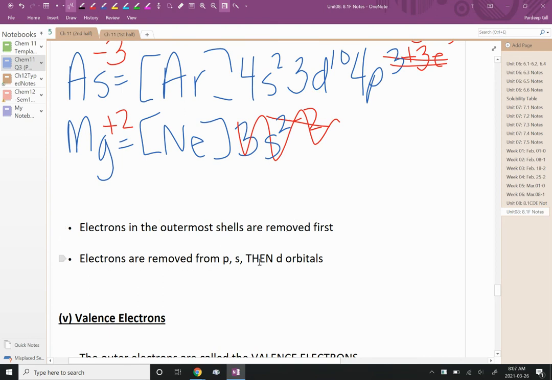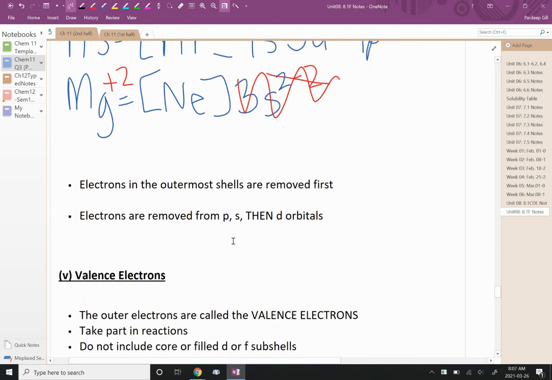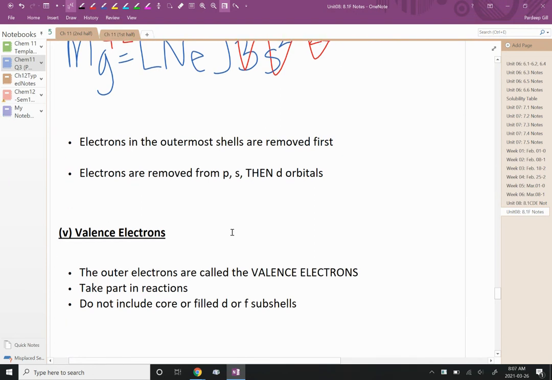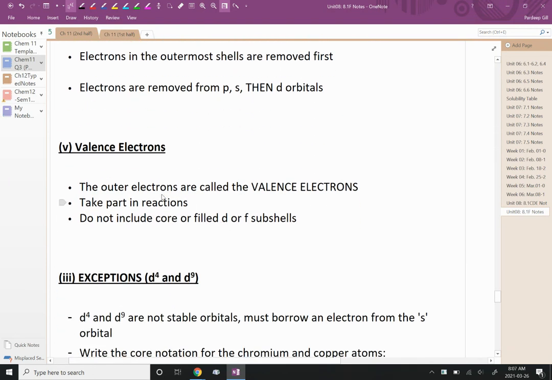Electrons are removed from p, s, then d orbitals. You don't want to take away from d orbitals. Okay, they are considered more stable if you have a full d shell. The outer electrons are called the valence electrons, and they are the ones that take part in reactions; they do not include core or filled d or f subshells. So this is beyond the scope of this course, so we're not going to go into that.